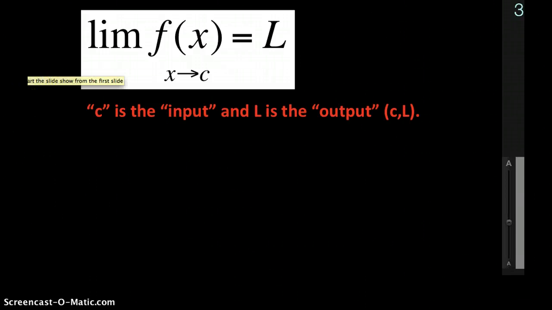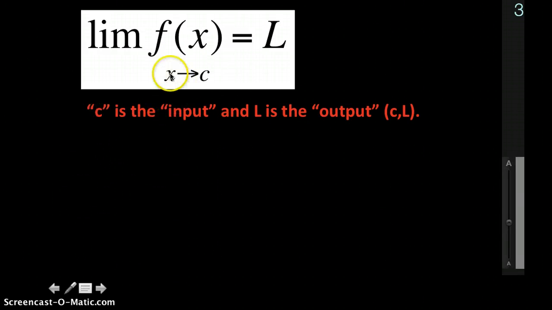This is from chapter 12 in math analysis on limits. And this is the basic definition of a limit. The limit as x approaches c of f of x equals L. Now, limit's kind of an abstract term. Let's try to make it a little more concrete.